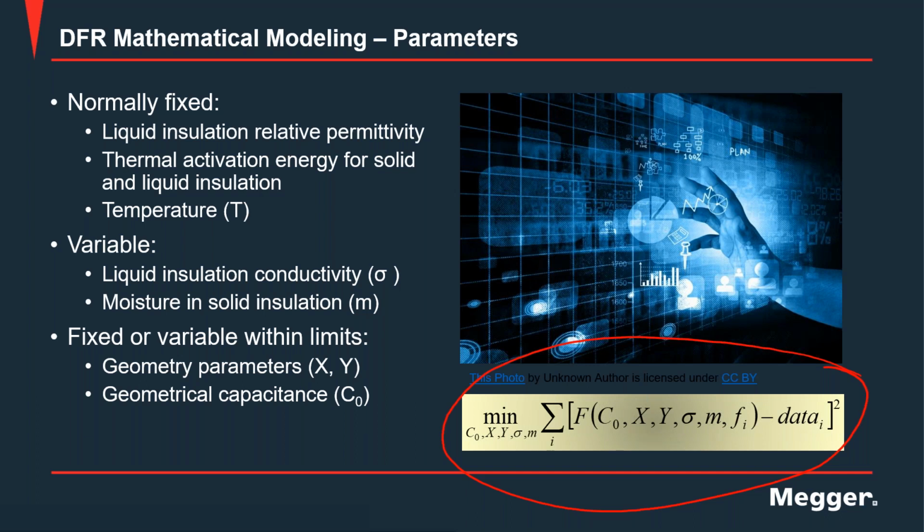What are the variables here? As we remember, the output of this test is basically the insulation conductivity and the moisture in the solid insulation. This is where we look into the geometrical part as a fixed or variable within limits. So the system provides limits depending on the type of construction of your transformer, right? If you have a core type or a shell type core design. If you are a manufacturer, you can use your engineering design values and provide that directly.